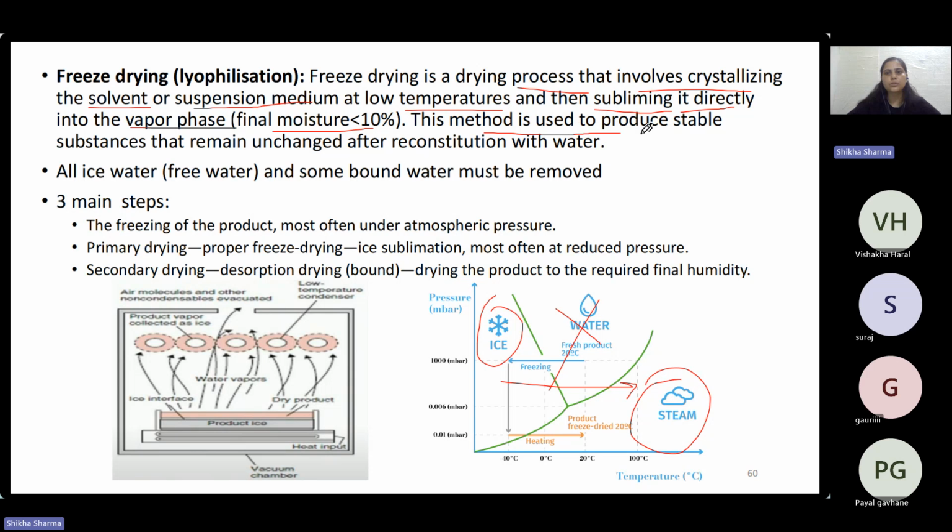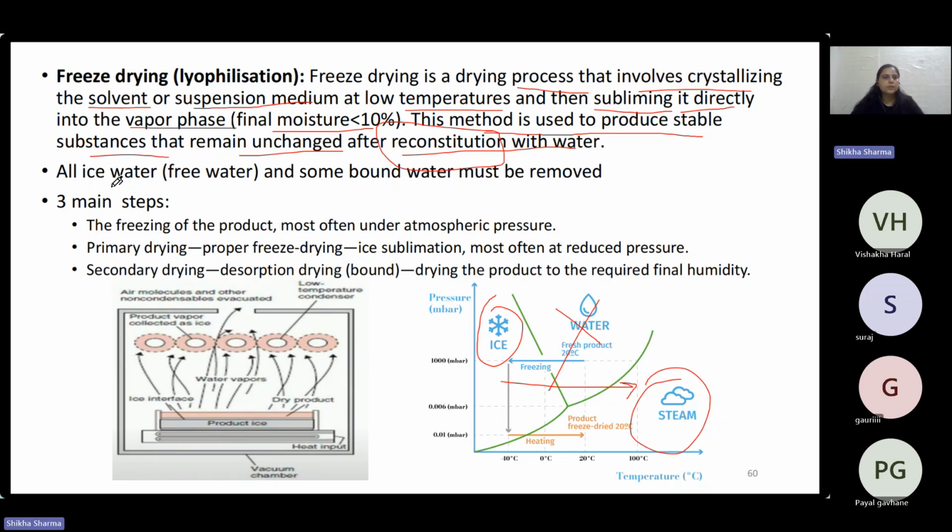So this method is used to produce shelf-stable products that remain unchanged after reconstitution with water. After reconstitution, we have seen that freeze-dried fruits and many other things are there, like some kinds of soups. So when we put water in that, it gets its original shape.